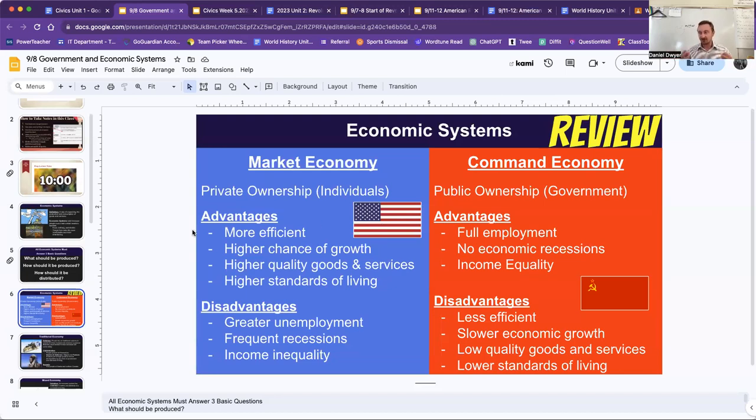there's private ownership of most things, not everything. But the advantage is that it is more efficient. There's a higher chance of growth, higher quality of goods and services, and higher standards of living. A lot of this, as we talked about, coming from that idea of competition. If people are competing to make a better product, it'll make better ones. Whereas if there's only one company making a product, they don't have any incentive to make it better or make it the best. Disadvantages, though, is that, because of the private ownership, it does lead to greater unemployment and recessions.